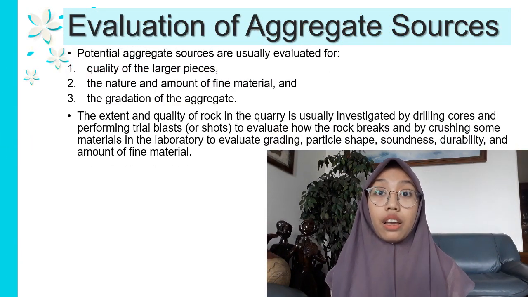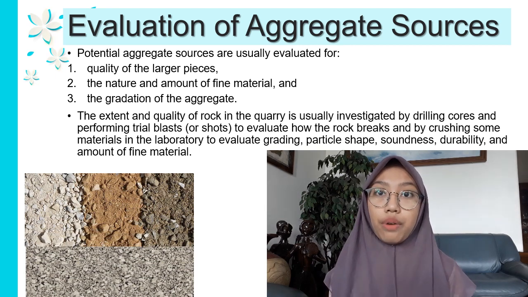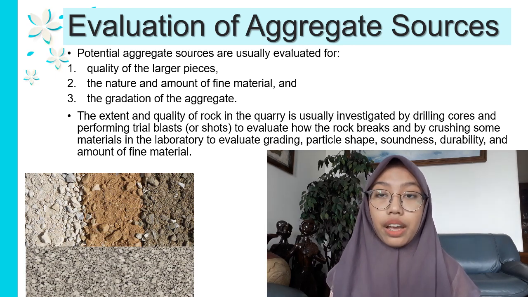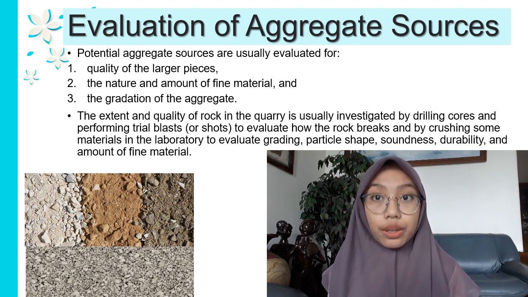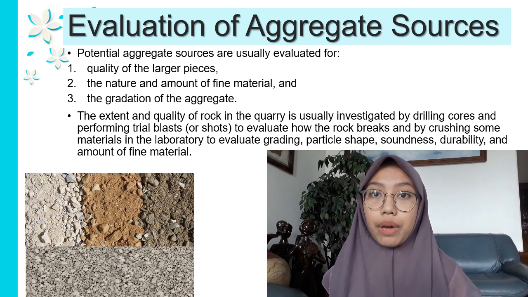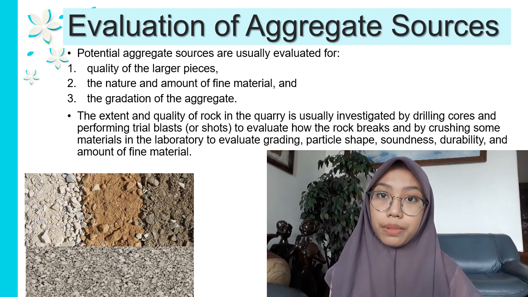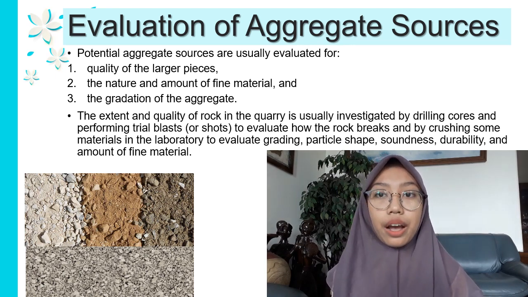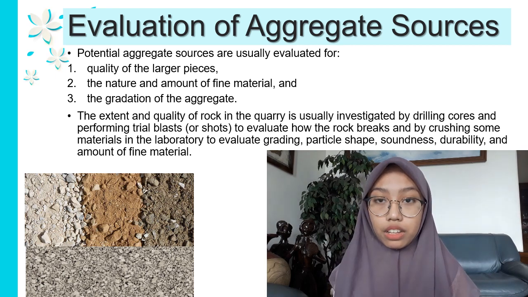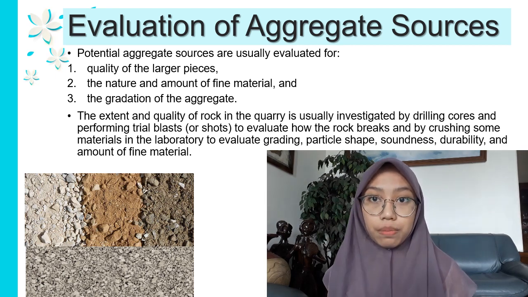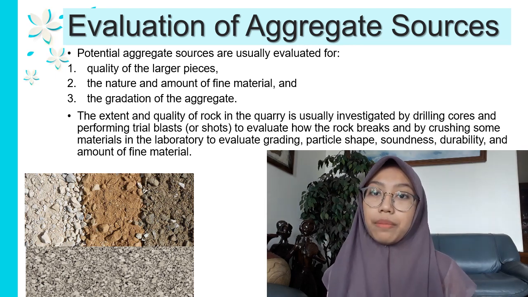Potential aggregate sources are usually evaluated for quality of the larger pieces, the nature and amount of fine material, and the gradation of the aggregate. The extent and quality of rock in the quarry is usually investigated by drilling cores and performing trial blasts, or shots, to evaluate how the rock breaks, and by crushing some materials in the laboratory to evaluate grading, particle shape, shallowness, durability, and the amount of fine material.